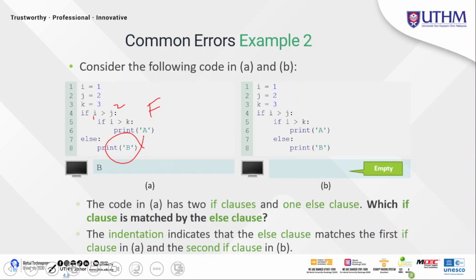So the code in A has two if clauses and one else clause. Which if clause is matched by the else clause? The indentation indicates that the else clause matches the first if clause in A and the second if clause in B. Okay, so the correct answer should be that your else statement should be indented inside. So you can see here.